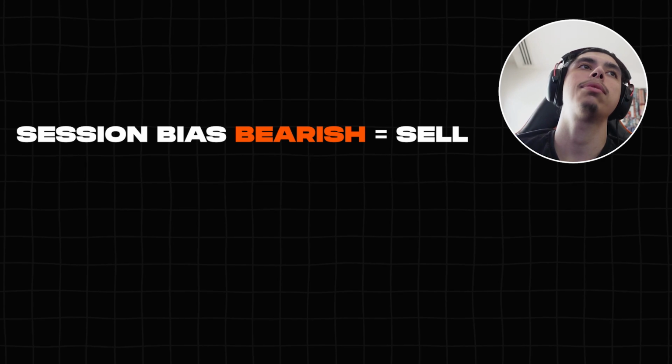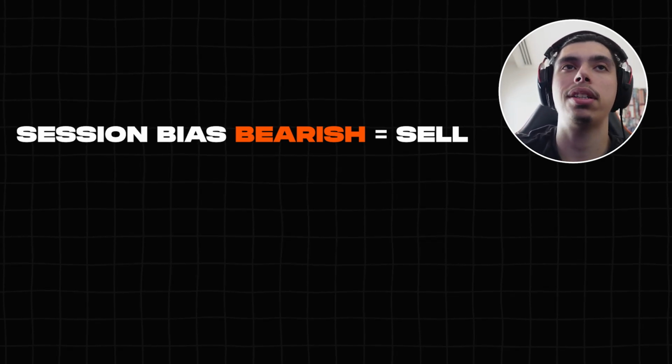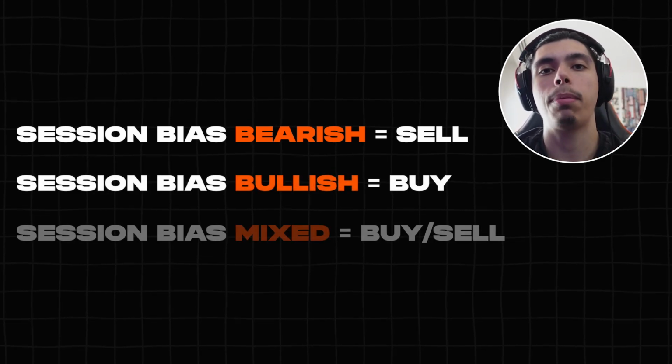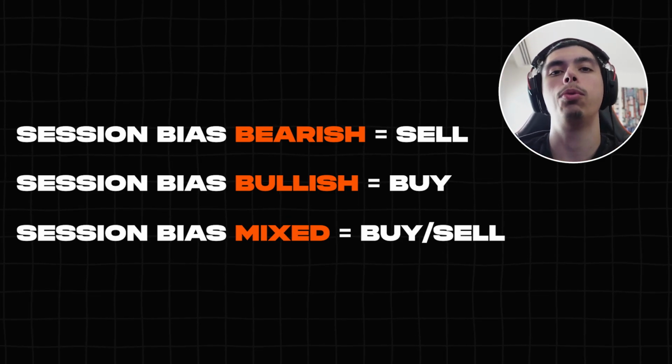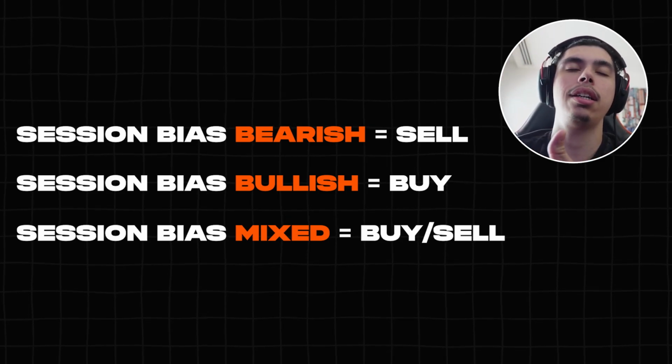So when session bias is bearish, we look for sells. When session bias is bullish, we look for buys. When session bias is mixed, we can also look for buys and sells, which is where you guys need to do a little bit of homework and study about that.